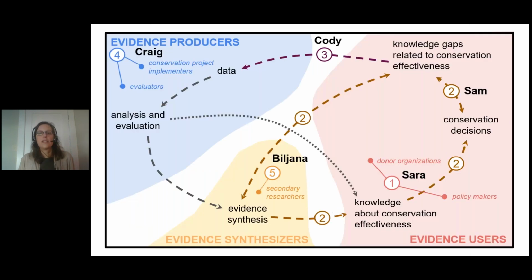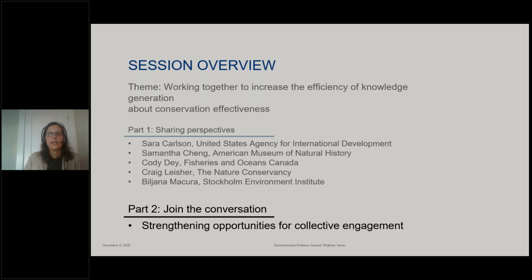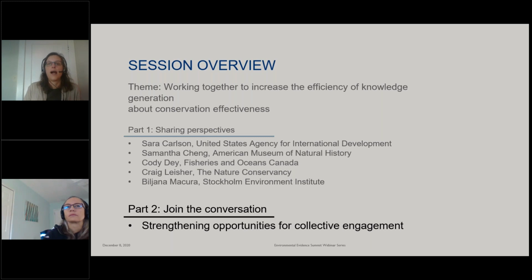Coming up, we'll have a series of 5 10-minute talks where our speakers will share perspectives related to how they use, generate, or synthesize evidence related to conservation effectiveness. We've intentionally invited speakers to showcase different functional spaces across our diagram, and we hope that after their talks, you will join us in breakout groups to add your experiences to the conversation. I'll pass over to Judy now, who's going to provide an overview of what you can expect in the breakout groups, and then afterwards we'll head directly into our lightning talks.